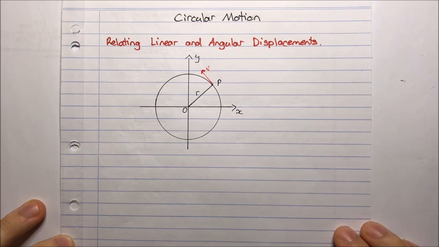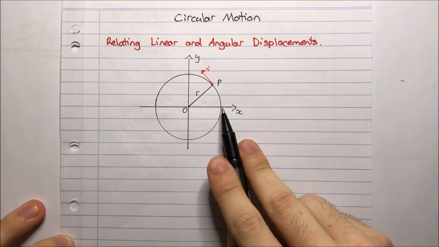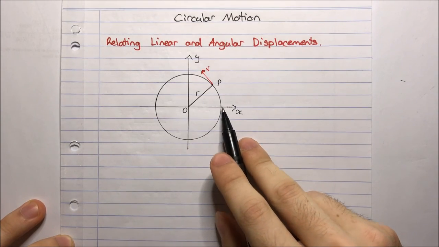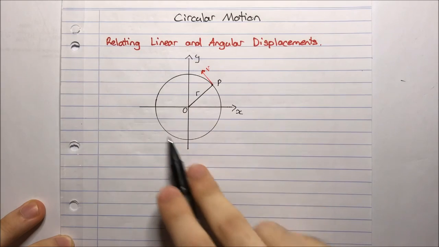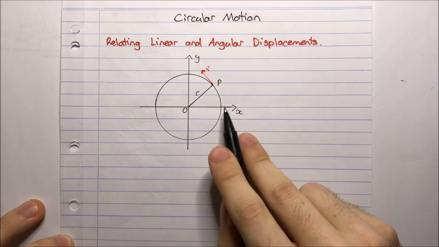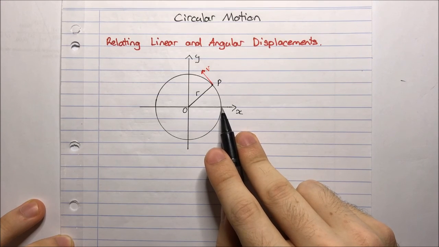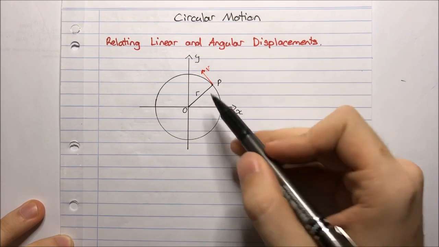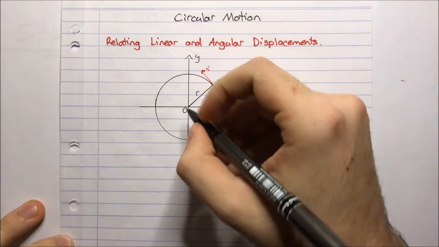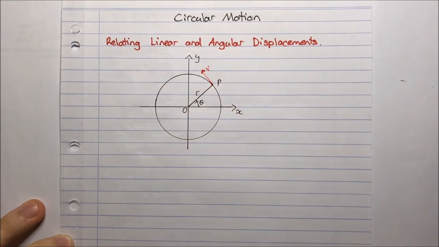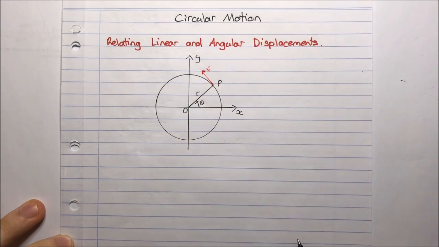So, we're going to start by considering a particle which starts at the x-axis and it moves around a circle of radius r, which is centered at the origin. And after a certain amount of time, say t units of time, it reaches the point P. Now, when it reaches the point P, it will form an angle of theta with the x-axis.